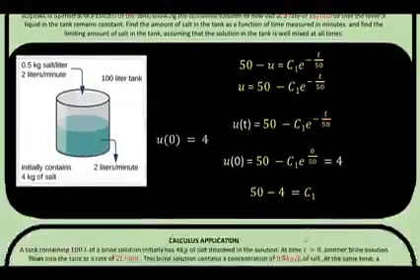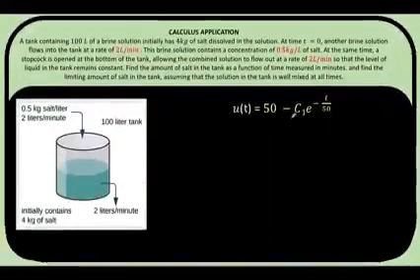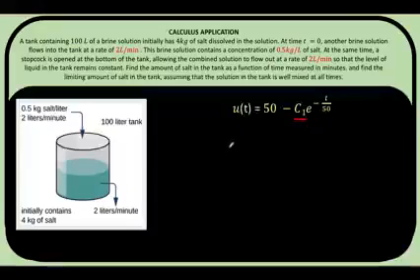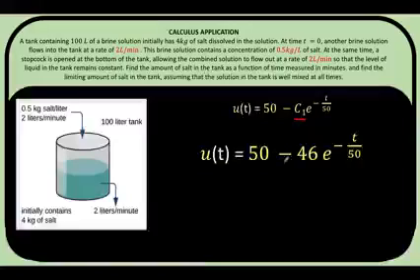Now, knowing the value of C sub 1, we can replace this C sub 1 by 46. And so we now arrive at a function that is our answer for problem number 1. The amount of salt in the tank as a function of time is now represented by 50 minus 46 times e raised to negative t over 50, with 46 as our C sub 1. This is now the function that we are going to use to answer our problem number 3.